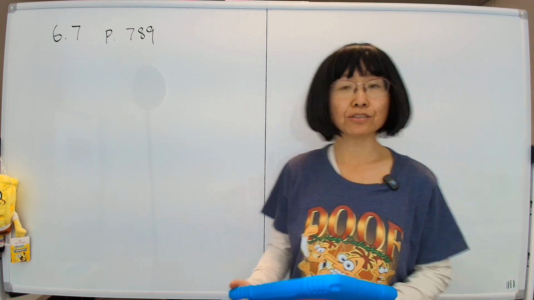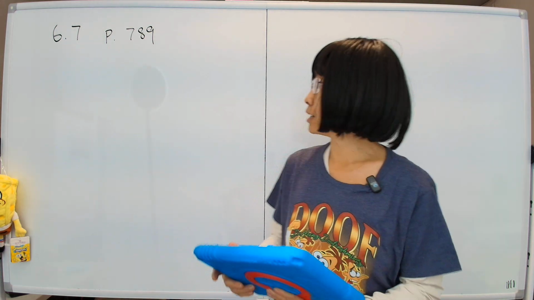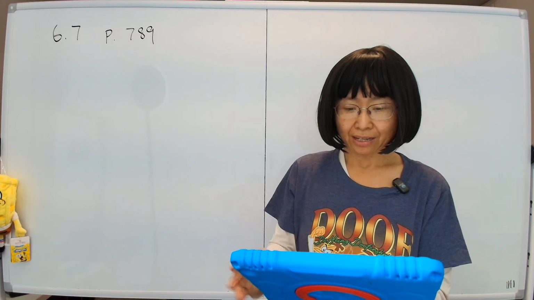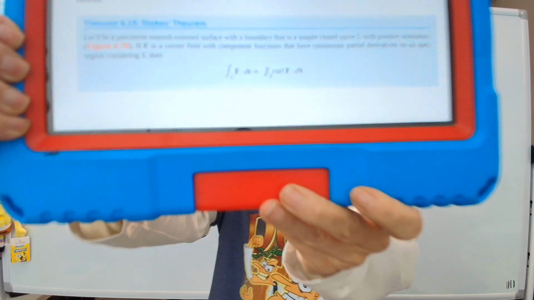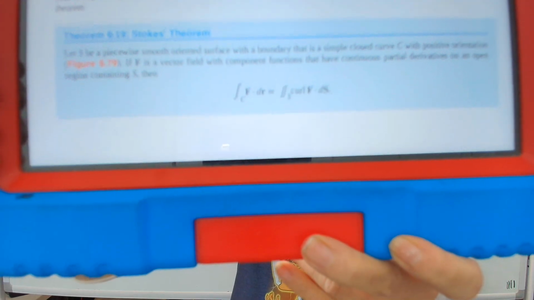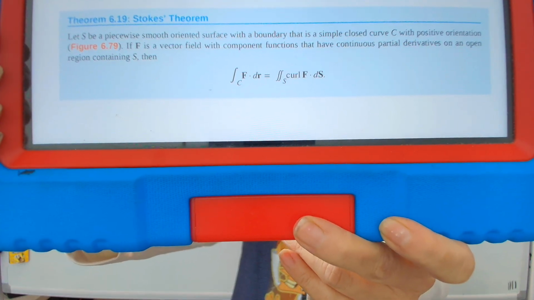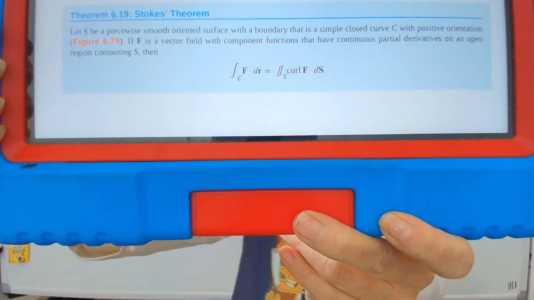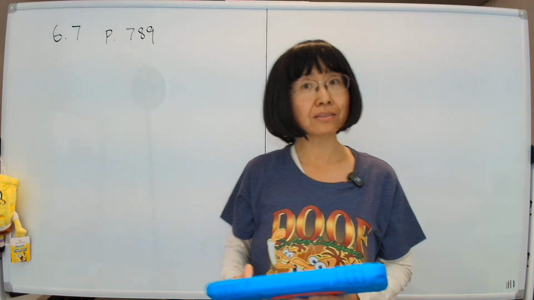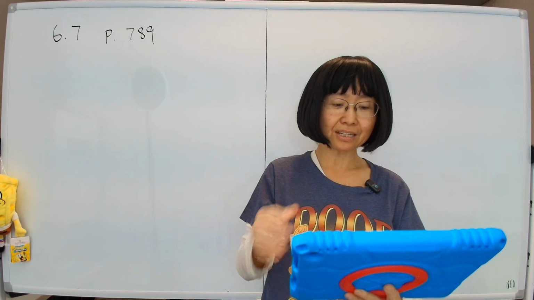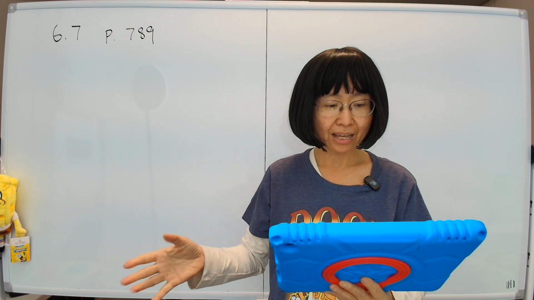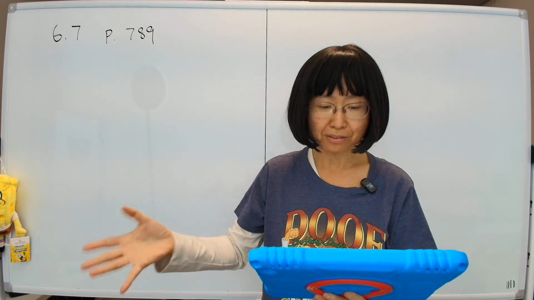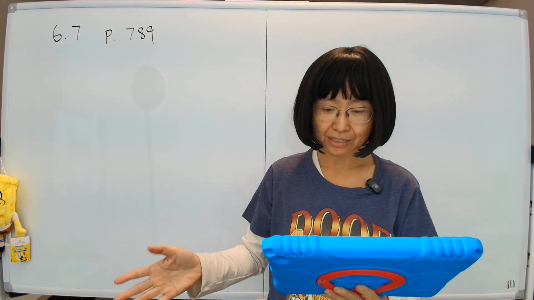Today we are going to do section 6.7 on page 789. That is the Stokes Theorem. Now the Stokes Theorem basically says that the integral of F dot dr is the same as the double integral of curl F dot dS. That is the Stokes Theorem under certain reasonable conditions, such as C, the curve, has to be a simple closed curve, and S is a piecewise smooth oriented surface with a boundary that is C.